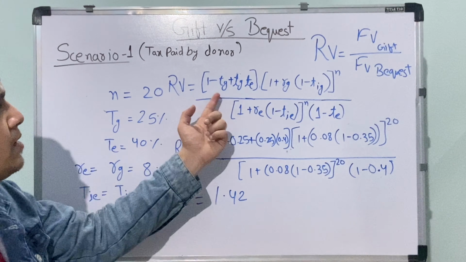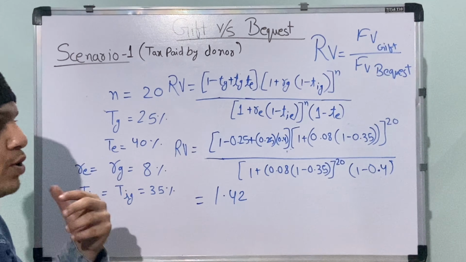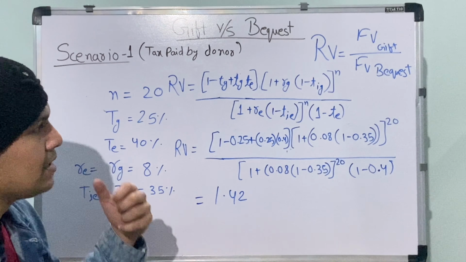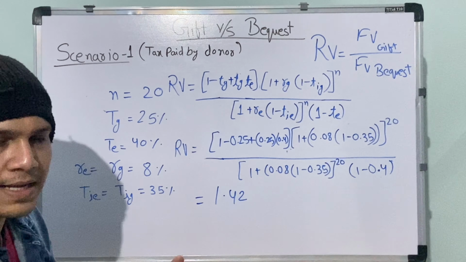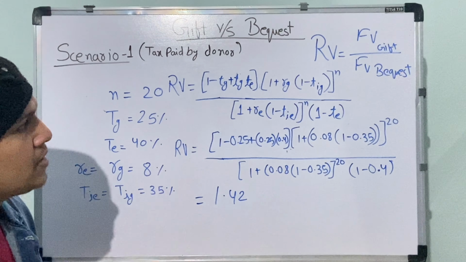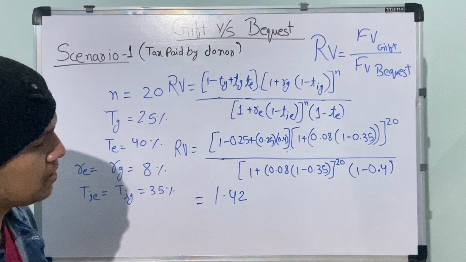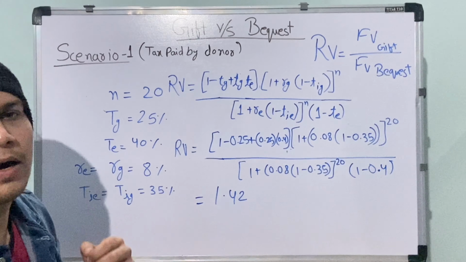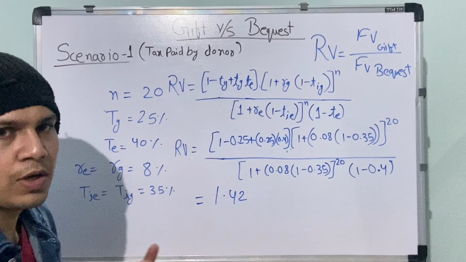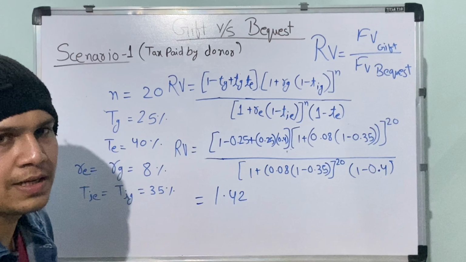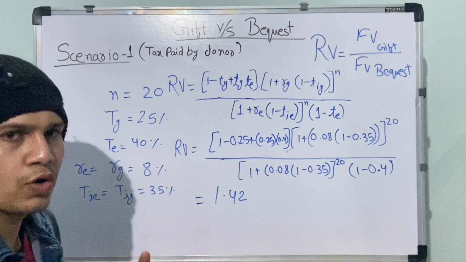Another important factor is the tax on gift and the tax on estate. If this number changes, there could be a possibility that the taxes on gift would be higher than the taxes on estate. In such a case, at least in one of the three cases, the number would be less than one, and you would be more interested in keeping your assets with you and passing them on after your death.